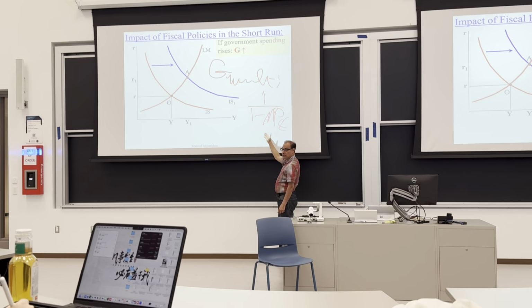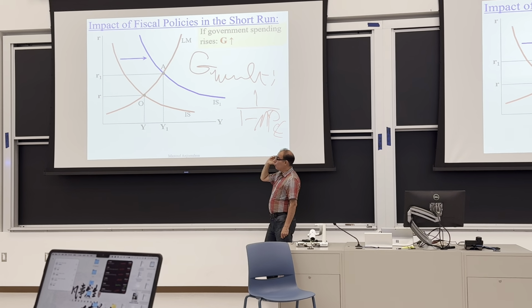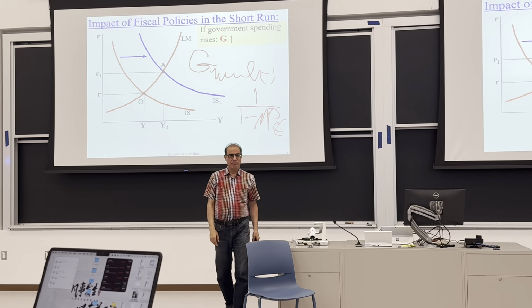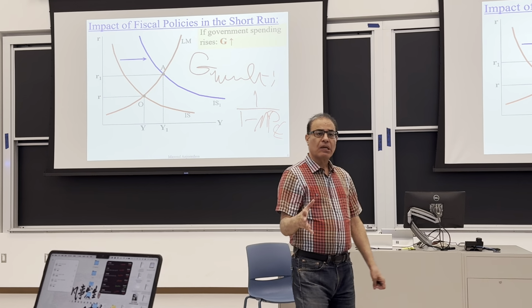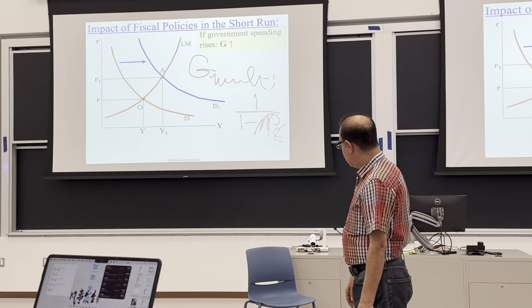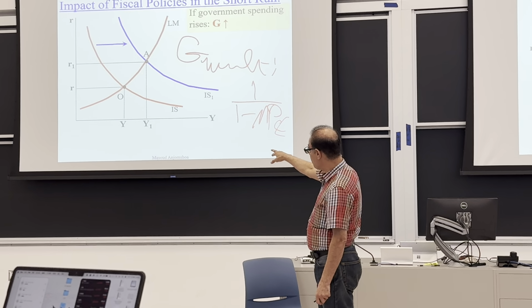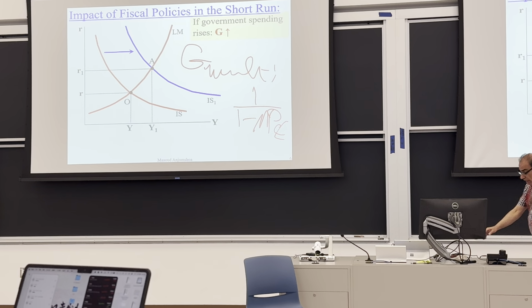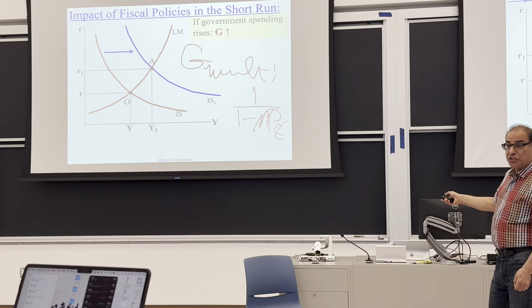This G multiplier, please go back to your notes. We derived this G multiplier when the interest rate was fixed. Please double check your notes. When we had only what? Goods market. When we had only the goods market. Okay? So, but look at here. That G multiplier doesn't apply here. Why? Because the interest rate goes up here. So it violates the assumption of the derivation of this formula.